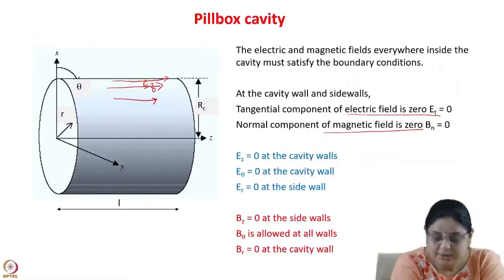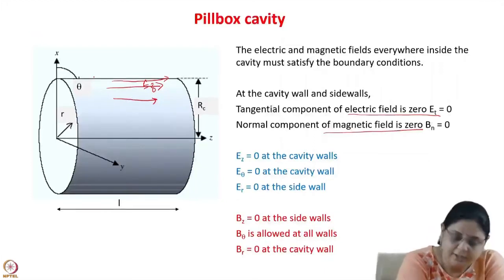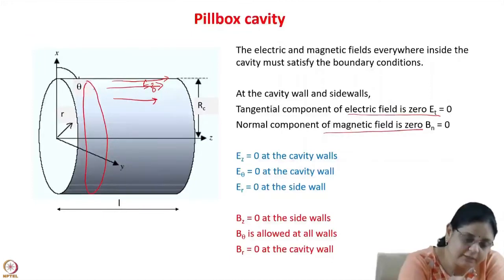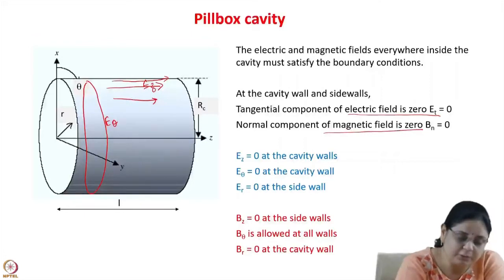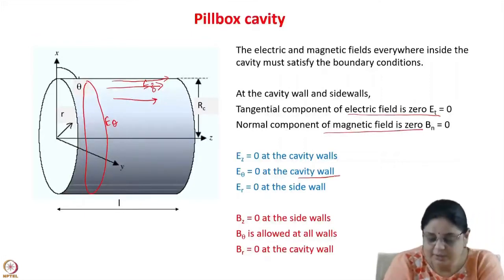Similarly, E theta is equal to 0 at the cavity wall. E theta will again be like this, so again it will be a tangential component at this boundary, and it should be 0.